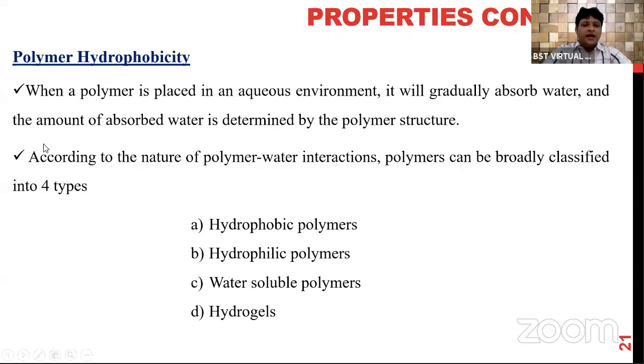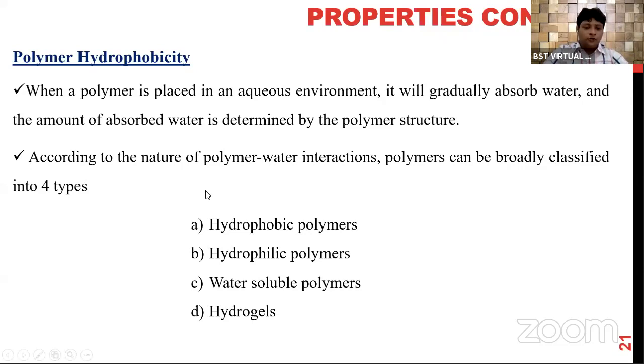Now coming to this second parameter, the solubility, it depends on the nature of polymer-water interaction, because when we say the polymer is soluble in water, insoluble in water, or absorbing water, it completely depends on the interaction between the polymer and water. Depending on the interaction, polymers are broadly classified into four types: first, hydrophobic polymer; second, hydrophilic polymer; third, water soluble polymer; and the last one, hydrogels.